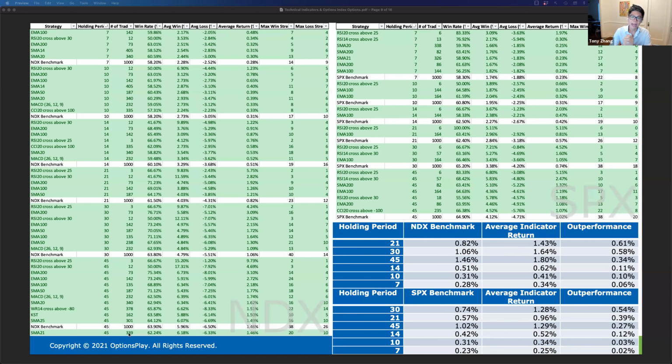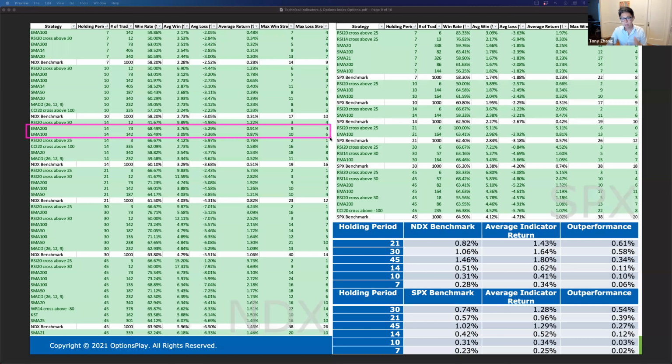And I don't really have a good explanation as to why a 200-day moving average would have such good performance on such small holding periods. So if you're going to hold something for 14 days, why does the 200-day EMA outperform the 100-day EMA?